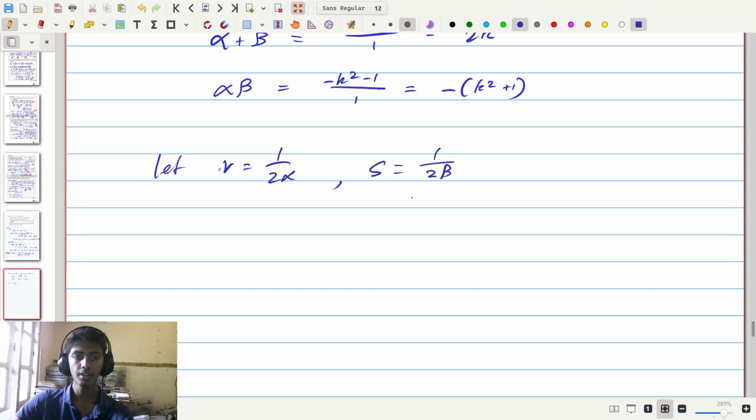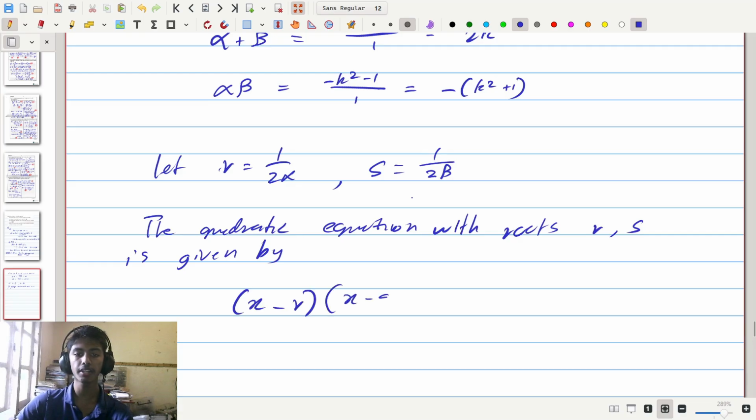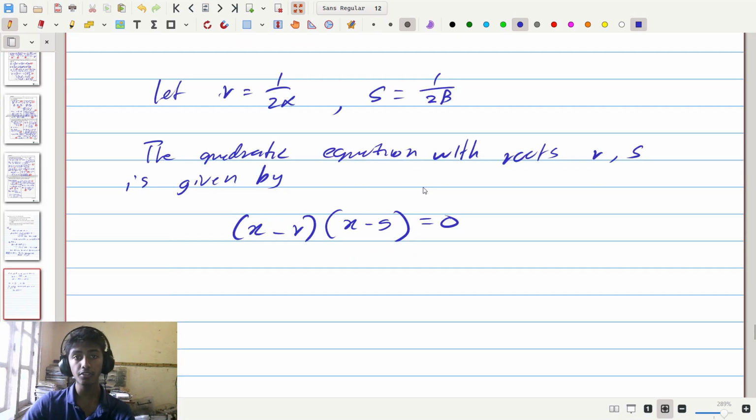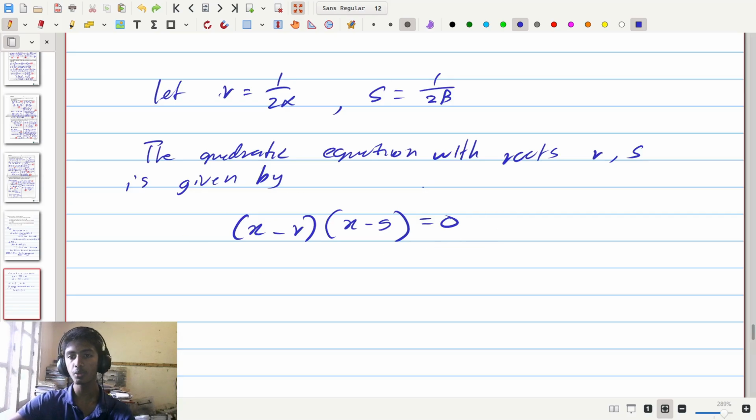Now given this, the quadratic equation with roots of r and s is going to be given by the following formula: x minus r times x minus s equals 0. Because if you consider this quadratic equation, when x is equal to r it is going to be equal to 0, and when x is equal to s it is also going to be equal to 0. So this is the quadratic equation corresponding to the two roots r and s.